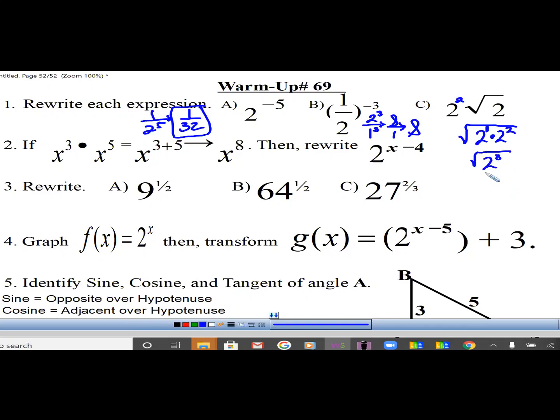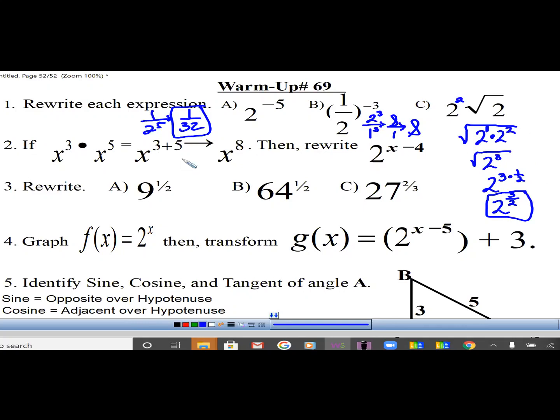And to change this to an exponential expression, check this out, this becomes 2 to the third exponent times half exponent. Why is that? Because a radical is half, which means if we multiply those two exponents, this is base 2 to the 3/2 exponent.